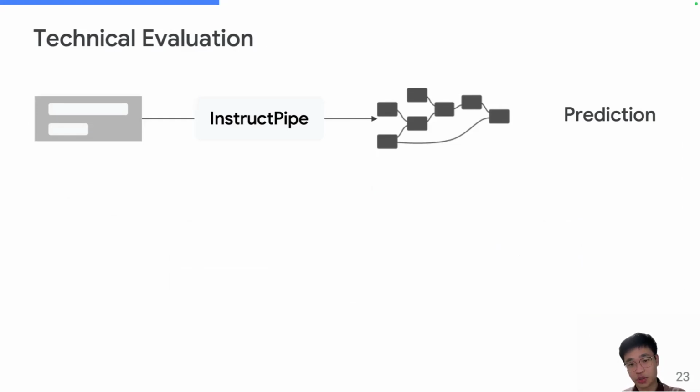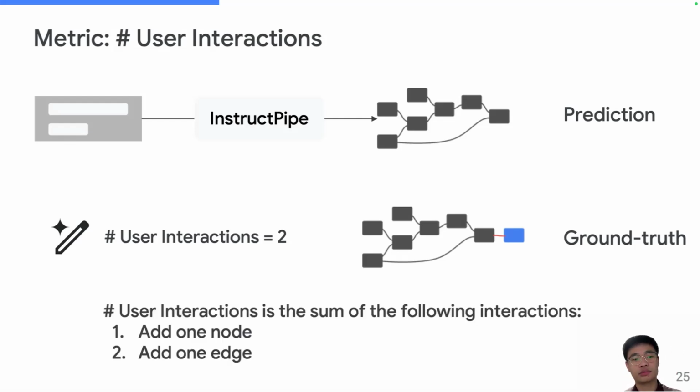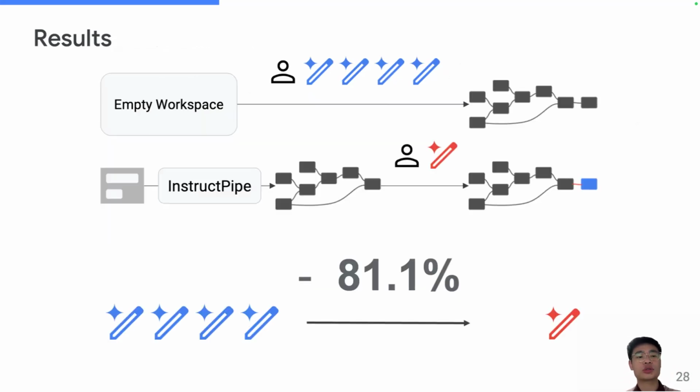generate a pipeline as a prediction, and then we compare the prediction with the ground truth pipeline to see the number of user interactions that the user needs to perform to change the prediction into the ground truth. The interactions include user operations like adding one node and connecting nodes. The results show that compared with creating a visual programming pipeline from scratch, our system is able to reduce the number of user interactions by 81.1%, which is quite effective.